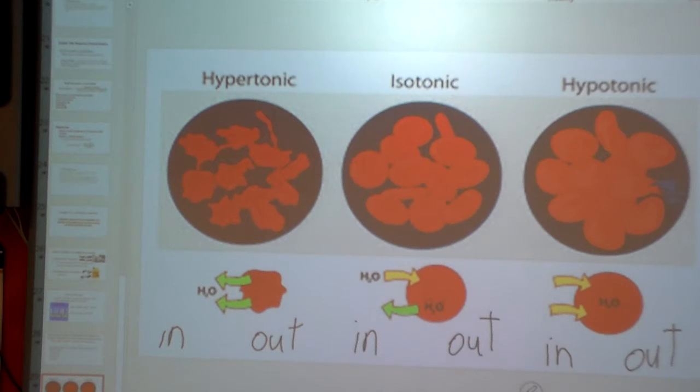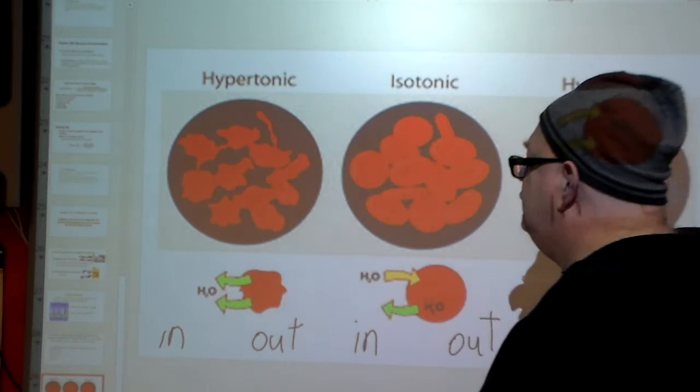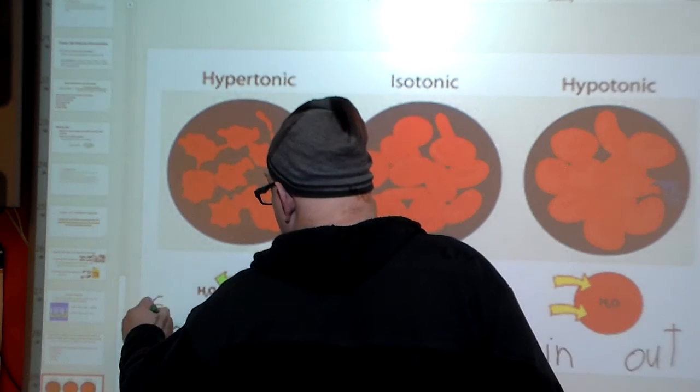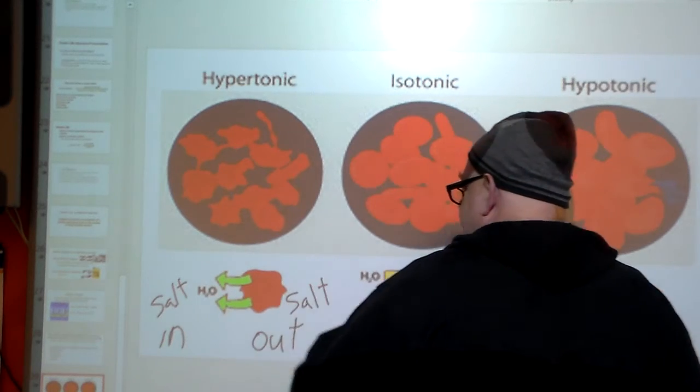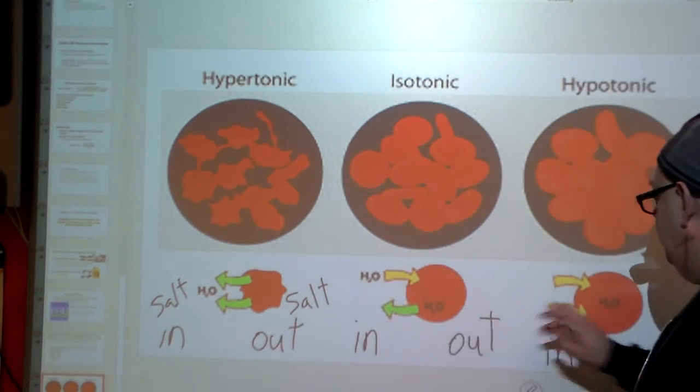So we have the in versus the out. So what's going on here? So we have the salt that's inside compared to the salt outside. Okay, and we're going to do the same thing here.